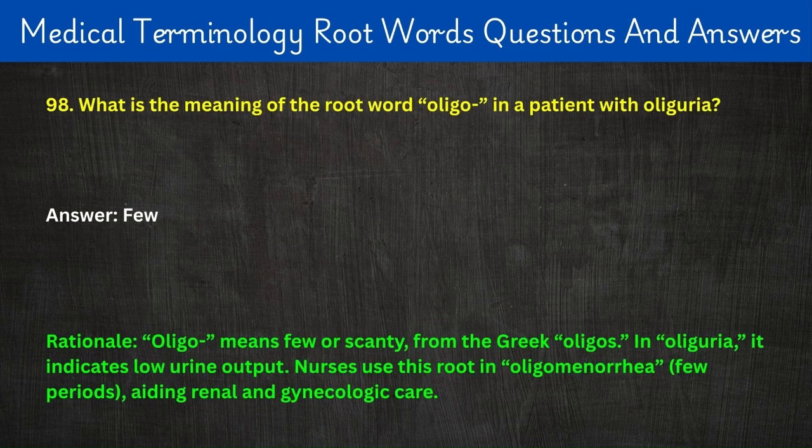98. What is the meaning of the root word oligo- in a patient with oliguria? Answer: few. Rationale: oligo- means few or scanty, from the Greek oligos. In oliguria, it indicates low urine output. Nurses use this root in oligomenorrhea, few periods, aiding renal and gynecologic care.